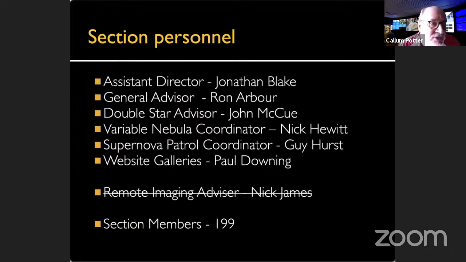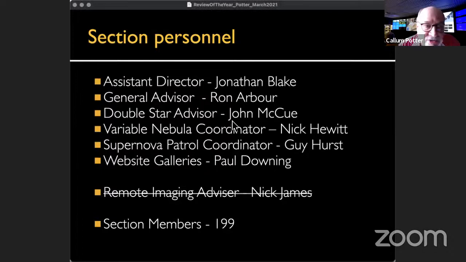Just to update on section personnel, Assistant Director is Jonathan Blake, General Advisor Ron Arbour, Double Star Advisor John McHugh. So if you're interested in doing any sort of double star observing, you can get in touch with John. Nick Hewitt's our Variable Nebula Coordinator, so he gathers all the observations of variable nebulae together as well.